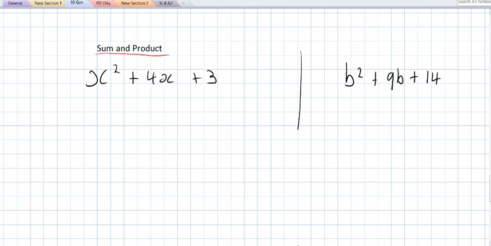Now, take notes. With 3 terms, we are looking for 2 numbers. And it's called sum and product. Does anyone know what sum actually means? What does sum mean? Sum, yes. That means add. Good, it means add. So sum is plus. And what does product mean?